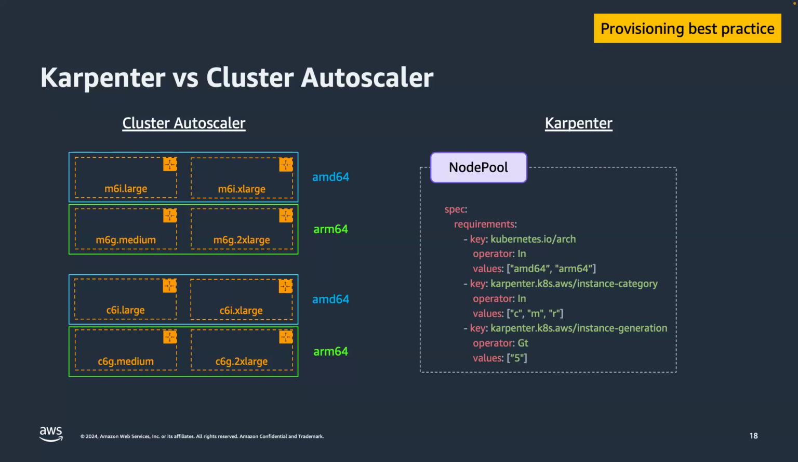But with Carpenter, we remove all that operational complexity, and with just a few lines of declarative YAML code, right? I can actually do what the cluster autoscaler is doing. So it's something that is easy to configure and troubleshoot as well.